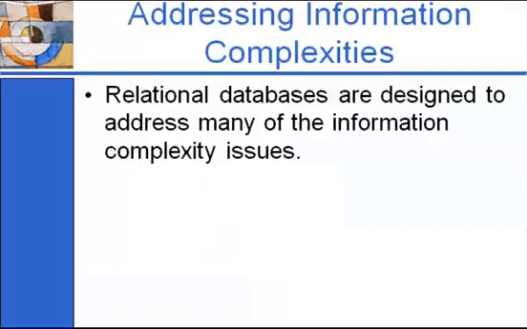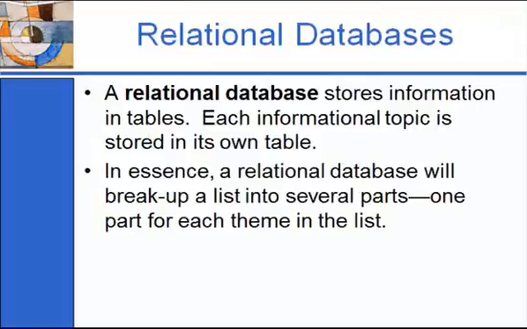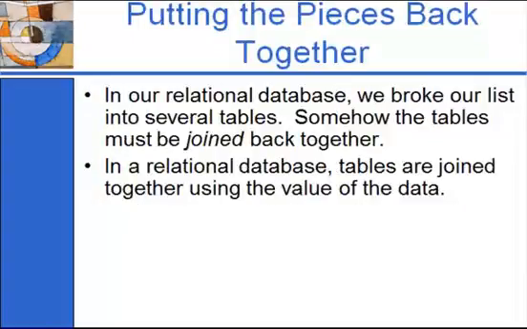Relational databases can address many of the problems that we find with spreadsheets. In a relational database, information is stored in tables, with each table holding its own set of information. This breaks our spreadsheet rows into different tables, which helps avoid some of the problems of redundancy. At this point, you might be wondering how we can put this information that's now in separate tables back together again so that we can find out all we need to know about one part. We must create relationships between the tables using the value of the data.